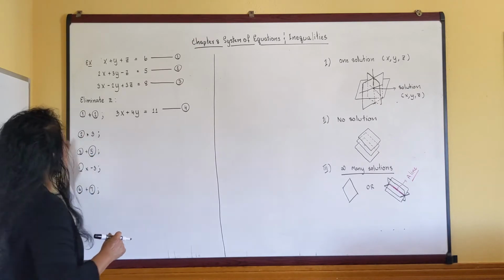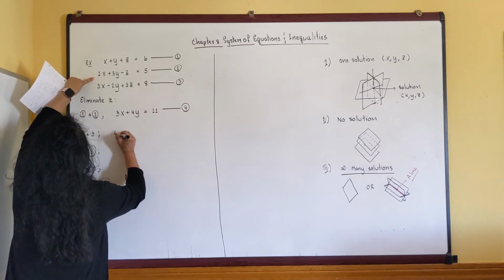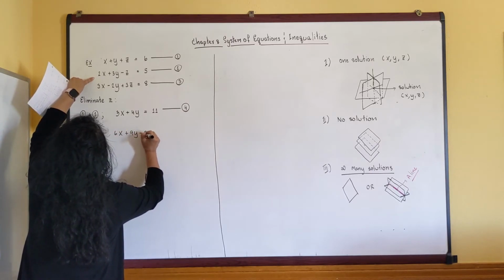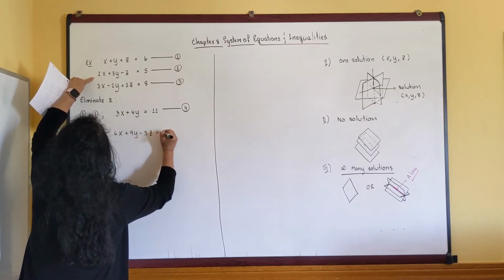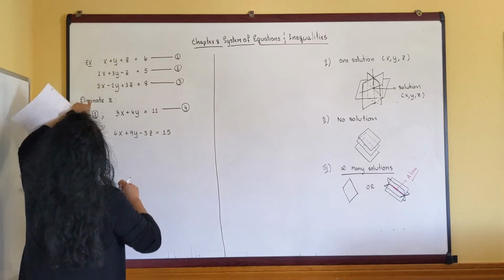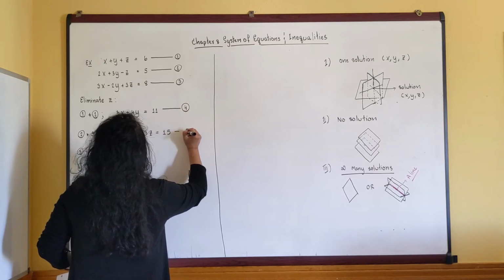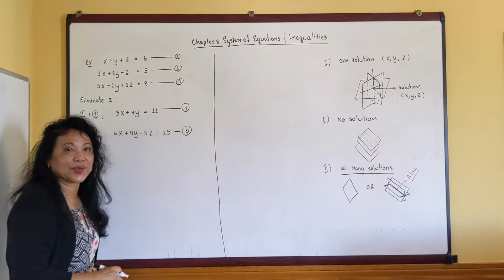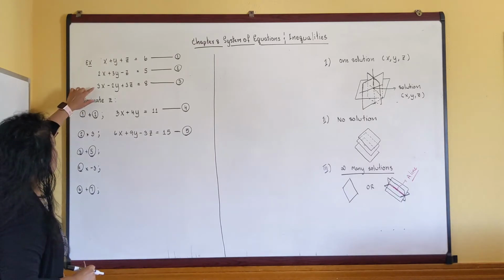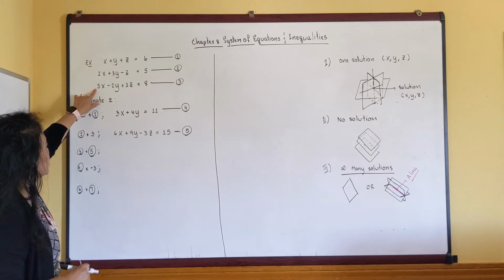If I multiply the second equation by 3, I'm going to have 6x plus 9y minus 3z equal to 15. That's called equation number 5. Because I want to eliminate the z, I'm going to add 3 and 5. Remember, I'm adding these two.